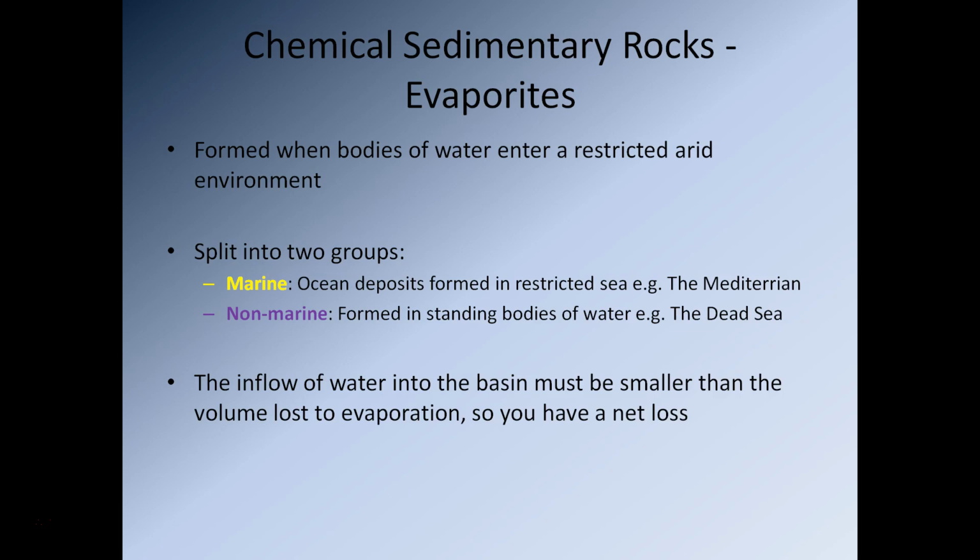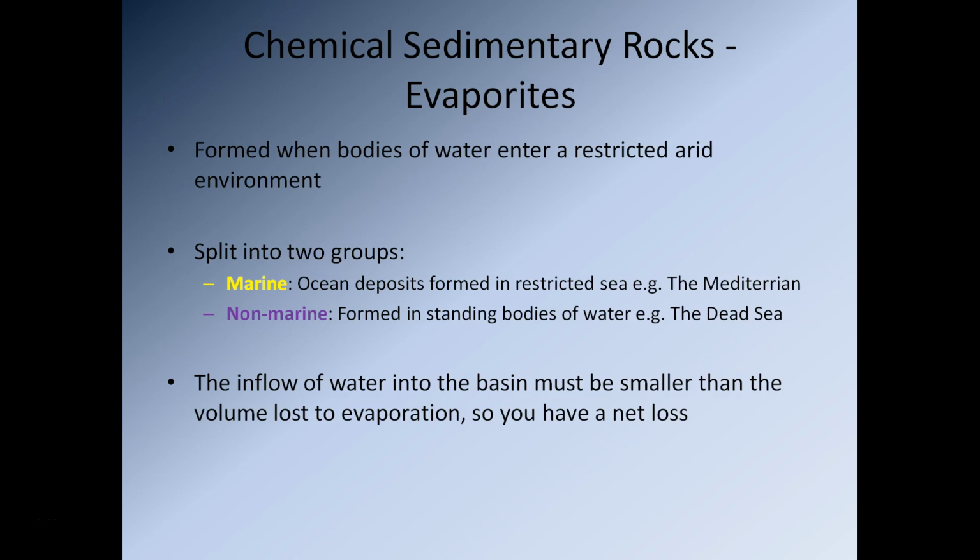So then we have chemical sedimentary rocks. These are the evaporites. These are formed by the evaporation of water. Shock horror. Evaporites form when you have a body of water in a restricted, arid environment. Essentially, you have a lake in a hot, dry area of the earth, and you are losing more water from the lake than is being put in by the rivers entering that lake.